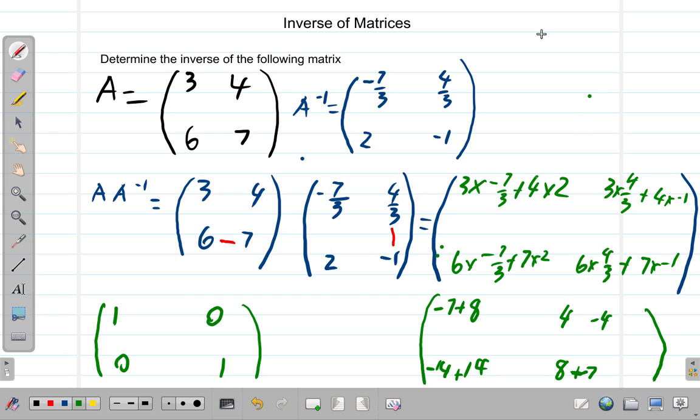The unit matrix. Just like our number, 5 times its inverse, its multiplicative inverse, 1 over 5, is 1. The matrix times its inverse is the unit matrix.